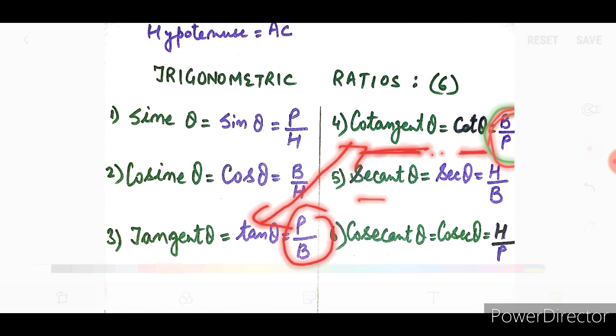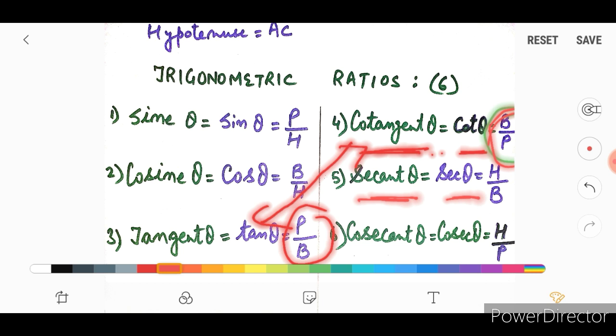Next one is the secant theta. Secant theta is SEC, and see how easy it is to remember its formula. It is the reciprocal of its neighbor only.